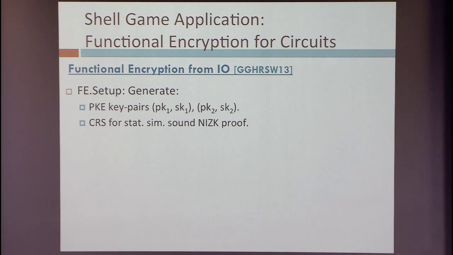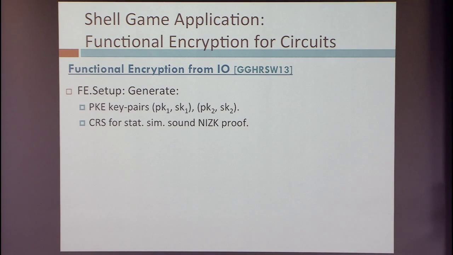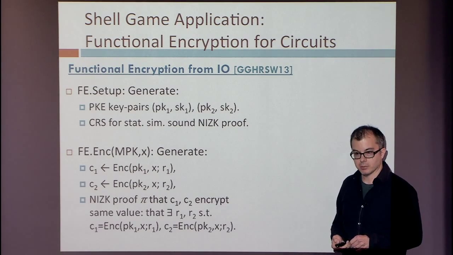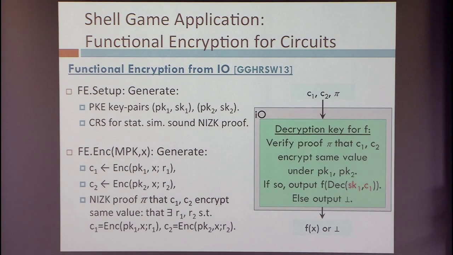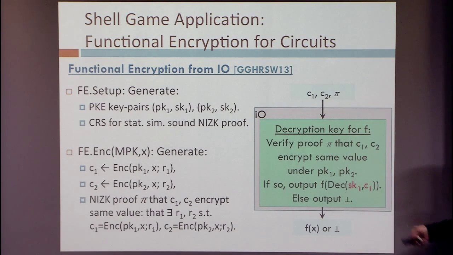So how do you get functional encryption from I/O? First of all, you create just public key, no FHE here, PKE pairs, PK1, and so forth. And then you have a CRS for a special type of proof, which I'm not going to describe at the moment. I might say a little more about it later. The encryption scheme is similar to before. When I encrypt x, I doubly encrypt it under the two public keys, and I provide a proof that I encrypted the same value under the two keys. And then the decryption key for f is just something that gets as input the double ciphertext and the proof. It checks that these two things indeed encrypt the same value. And if that's the case, then it decrypts the result, applies the function f, and outputs.